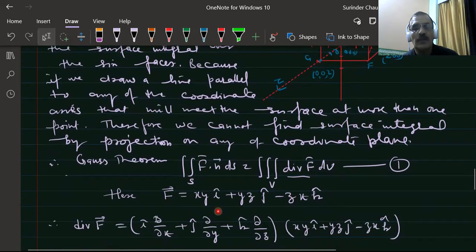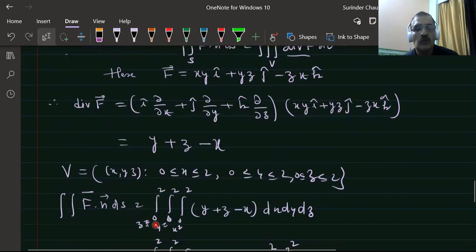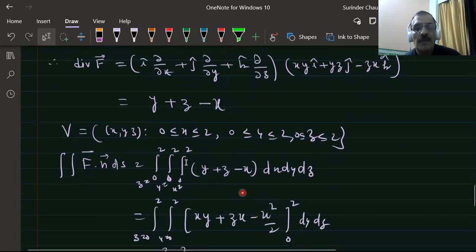Now F is given, find the divergence of F. Substitute: y minus z minus y plus z minus x. Substitute the value. The limits: x is from 0 to 2, y is from 0 to 2, z is from 0 to 2. Now this becomes a scalar point function.